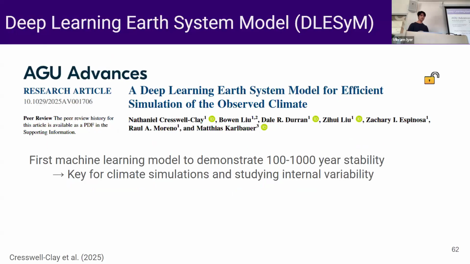A full overview would be a little too much for this talk, but the key innovation of the Deep Learning Earth System Model, which we call DeLeSim, is that it was the first machine learning weather prediction model to be stable over rollouts of 100 to 1,000 years, which is key because for a long time, many of those models weren't stable for anything past a month. And so if you want something for climate simulation or studying internal variability in our system, you need this stability. So that's the innovation of this model.